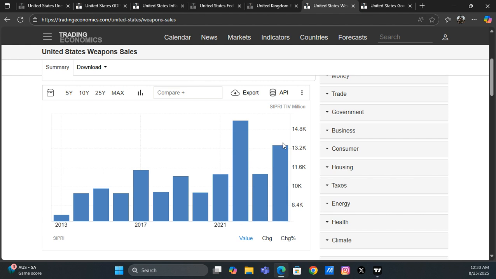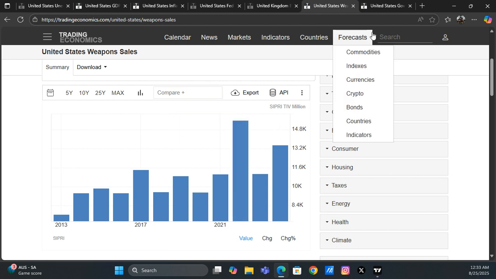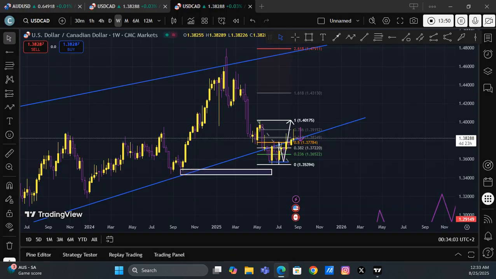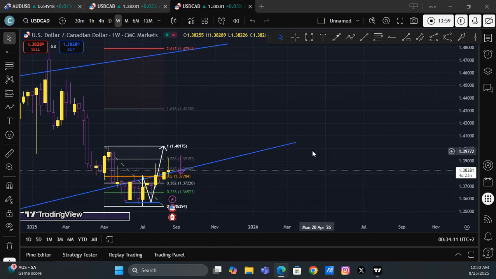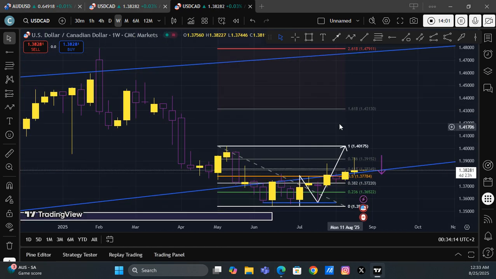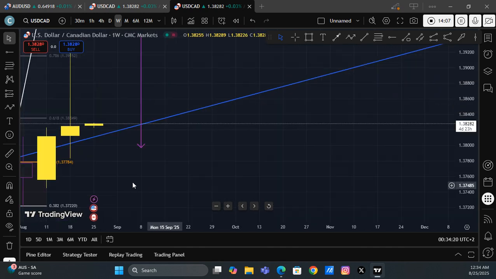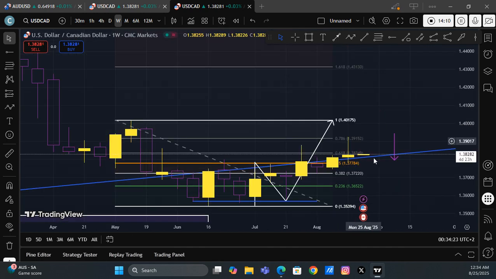I'm expecting a spike higher than this in weapon sales because I'm expecting those NATO countries to buy weapons from the United States. So that's the reason why I am looking forward to a bullish move. But in terms of macroeconomics, nothing is pushing the US dollar higher. It might continue to move higher, but macroeconomically, the US dollar is negative. That's why I have this thing.